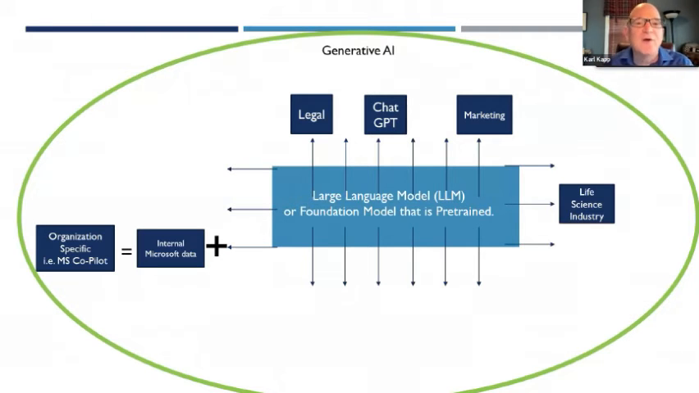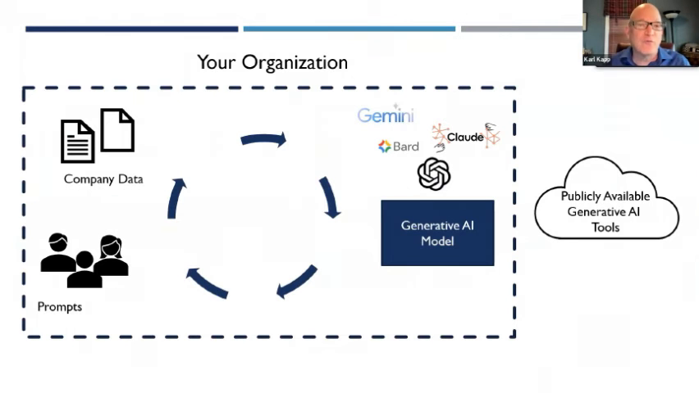We need to prompt the model for information. Here's another example of the different AI models like Gemini, Bard, ChatGPT. We have your company data. It's all inside of the firewall, and then we have this publicly available information outside the firewall. So hopefully, never the twain shall meet.